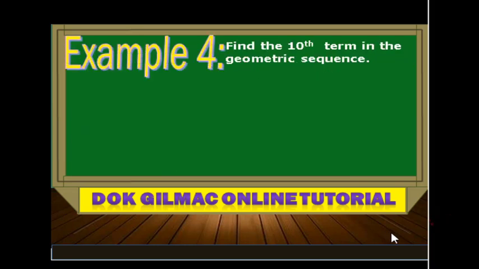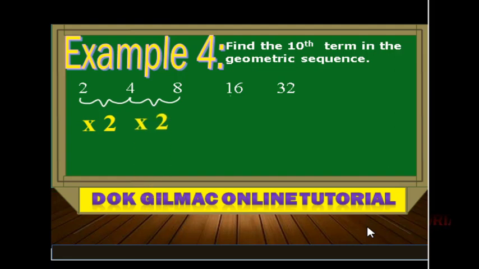Let's have example number 4. Find the 10th term in the geometric sequence. So we have here 2, 4, 8, 16, and 32. Let's determine first their common ratio. So as you can see here, the common ratio of this geometric sequence is 2.